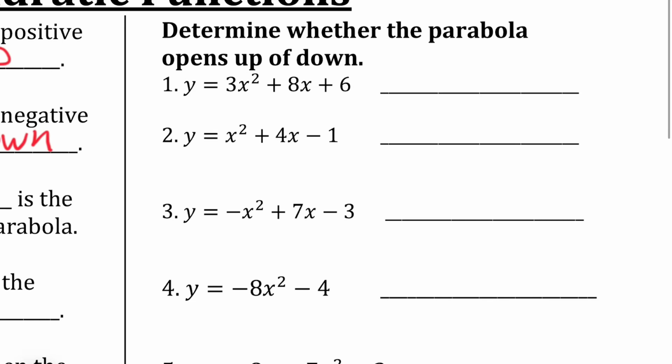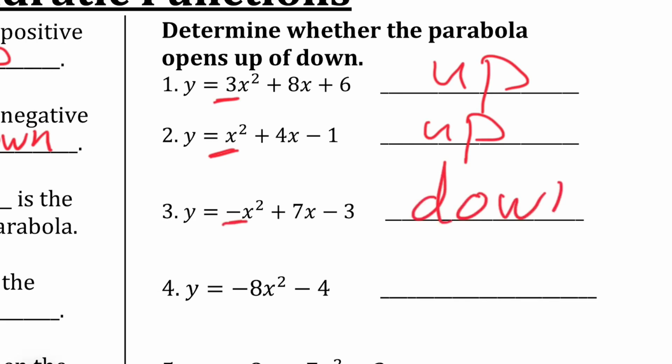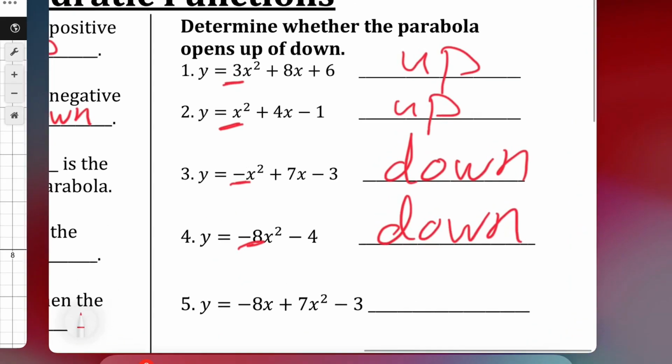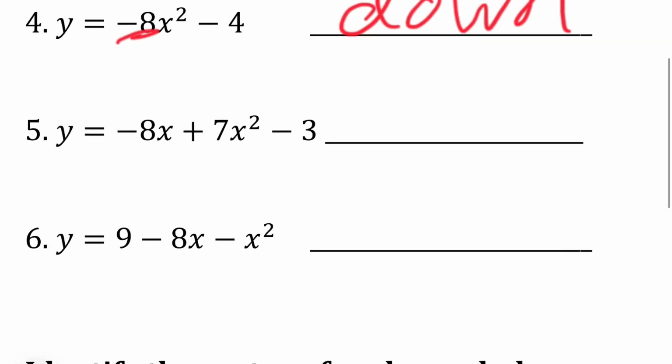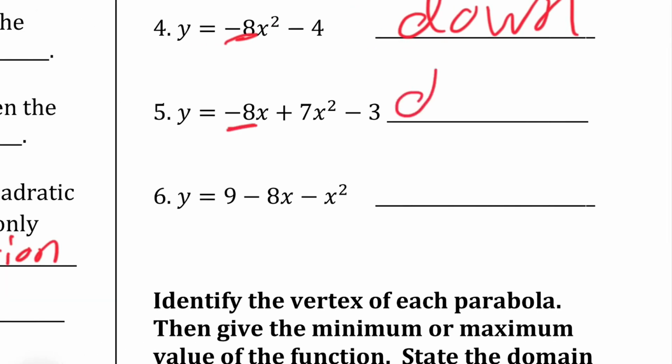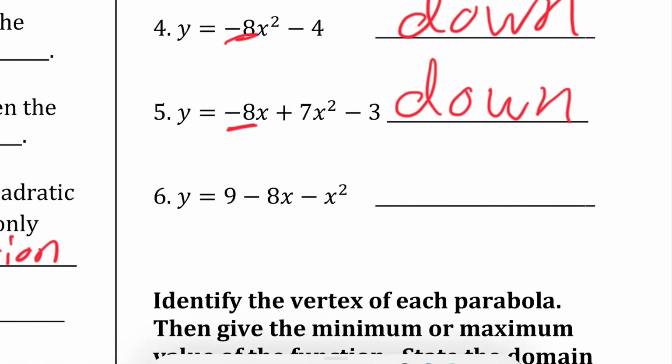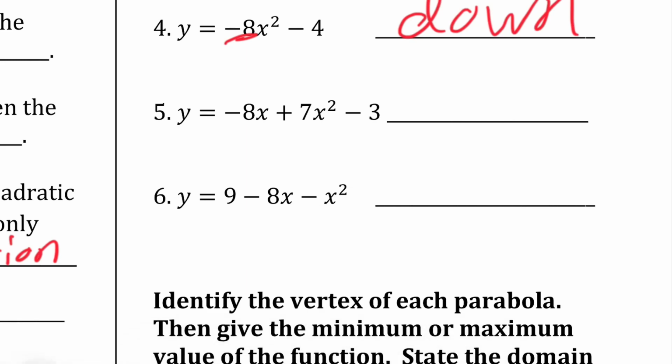So given these equations, determine if it is opening up or down. So this one, A is positive, so we got up. A is positive, up. A is negative, down. A is negative, down. A is negative, down. Oh, and I made the mistake that I was trying to make sure you guys didn't make. So don't do it too quickly that you just make the mistake that I just made.